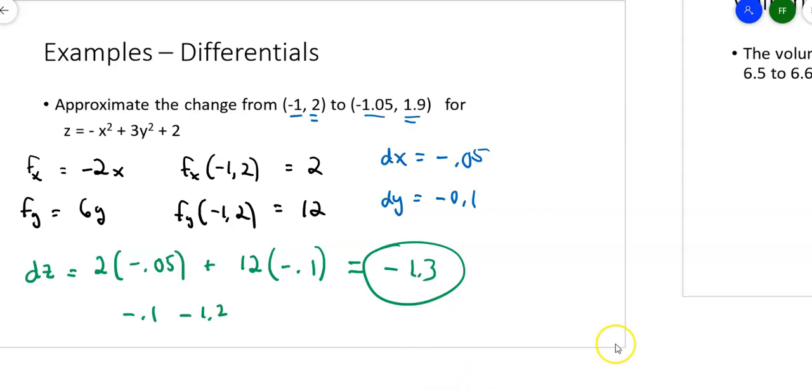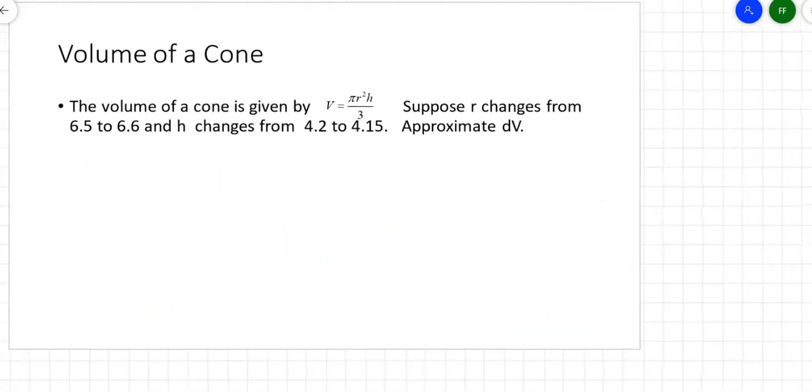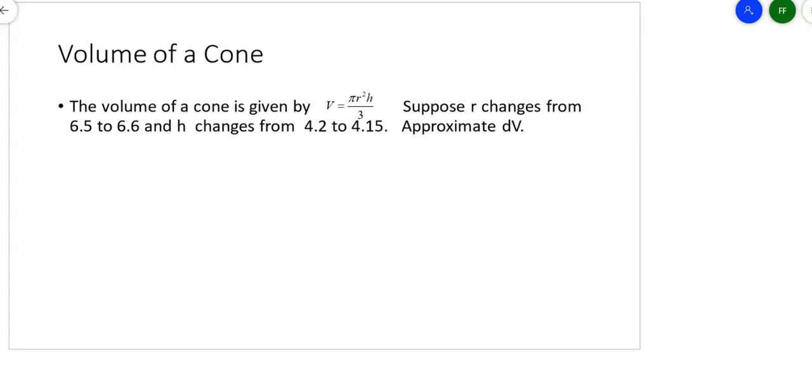So how is this useful? Let's take a look at one application here. Application for the volume of a cone. Volume of a cone, in case you don't remember, pi r squared h over 3, or 1/3 pi r squared h, however you decide to write it. Suppose r changes from 6.5 to 6.6. So the radius is increasing just a little bit. The height is decreasing just a little bit.